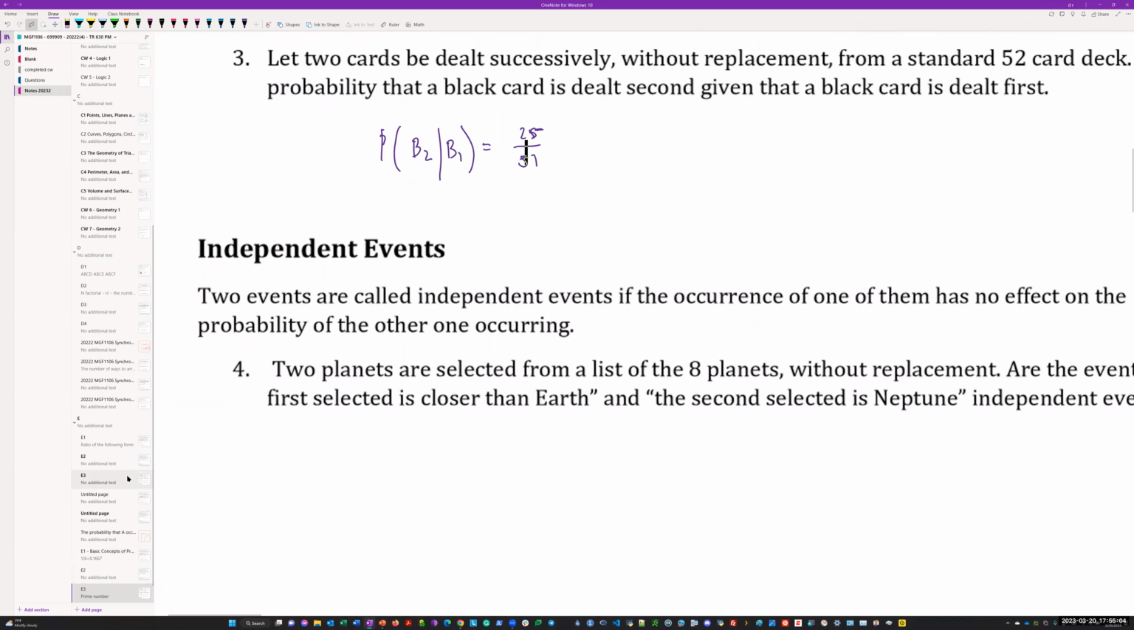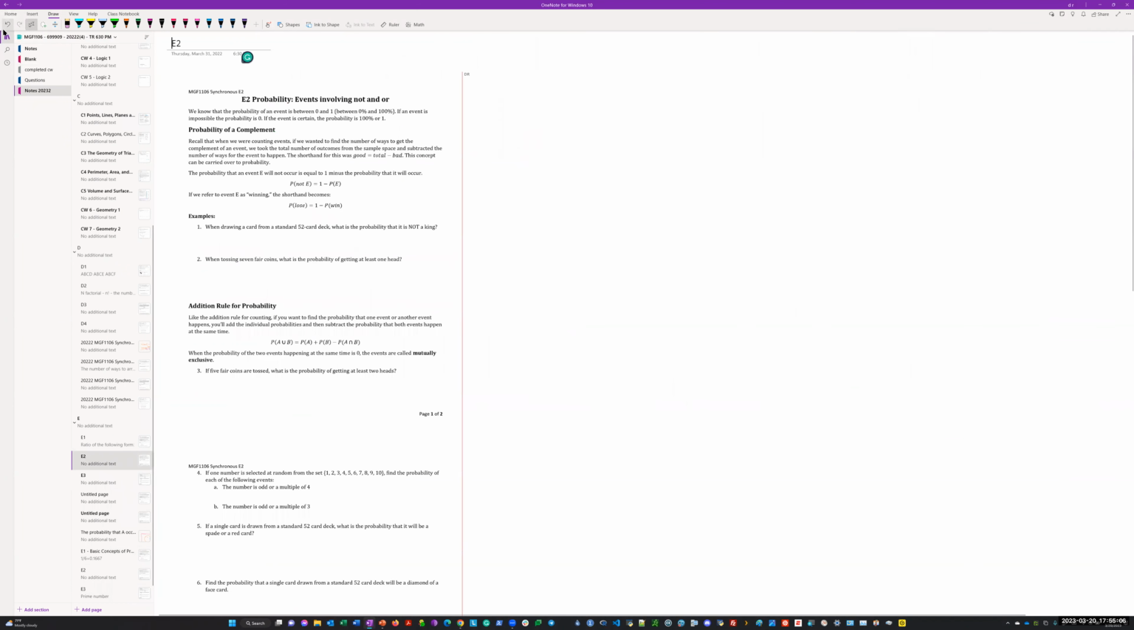The word is successively. Successively just means one after another.